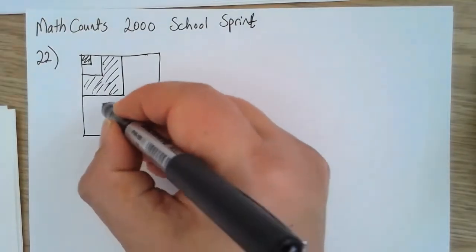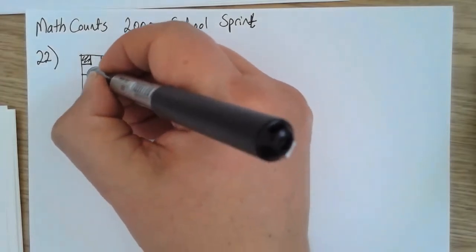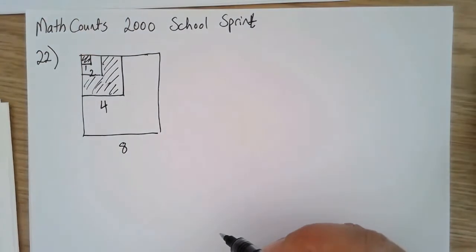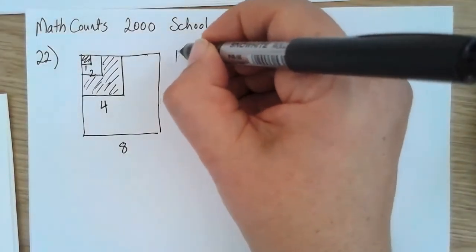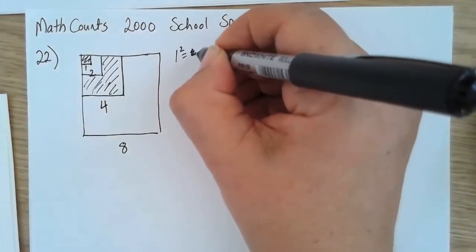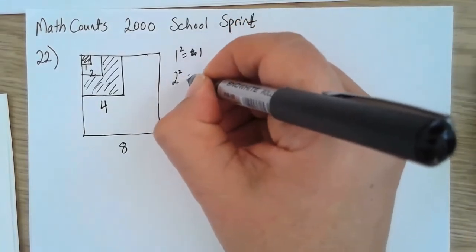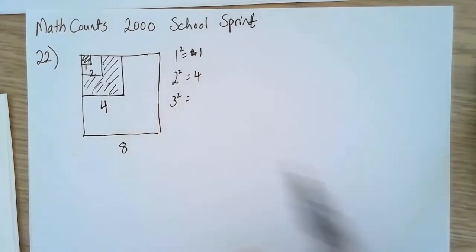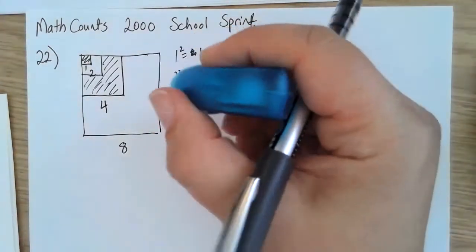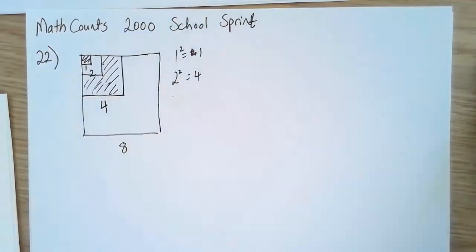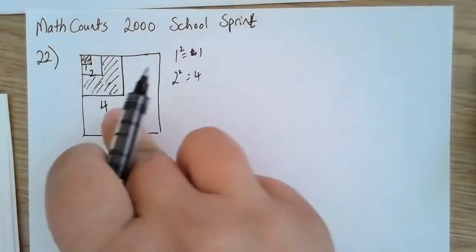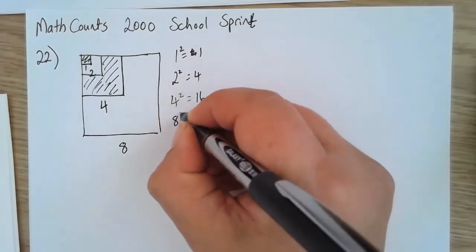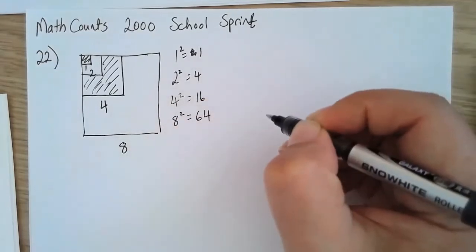This is 8. Half of 8 is 4. Half of 4 is 2. And then we're told that that one is 1. Now, 1 squared is 1. 2 squared is 4. 3 squared is... well, we're not looking at 3 squared at all, are we? We're looking at 4 squared, because that's the 4 there. And 8 squared is 64.